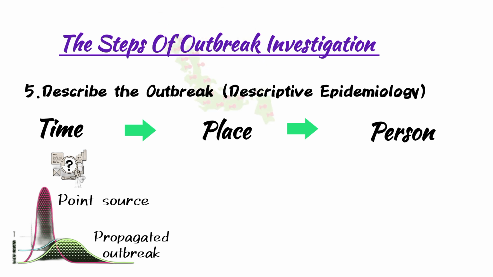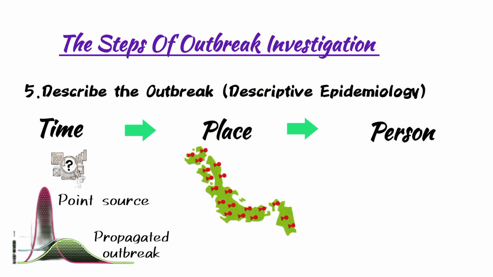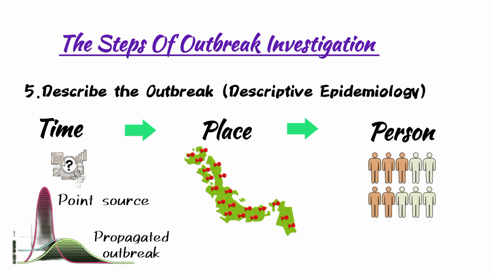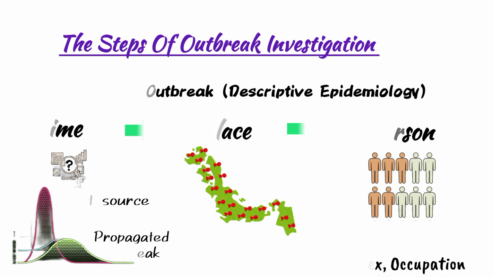In terms of place, where are the cases located? When we look at the map, we can see that some cases are close to each other in one place. This means there is a hotspot of cases in that area. For person, who is affected, we check the age, sex, occupation, and other factors.